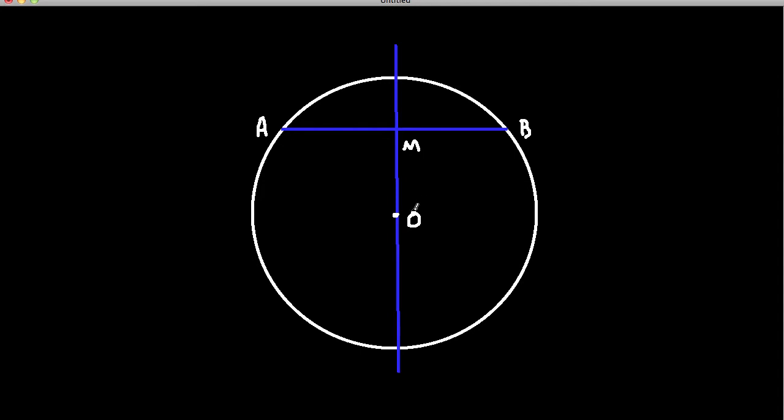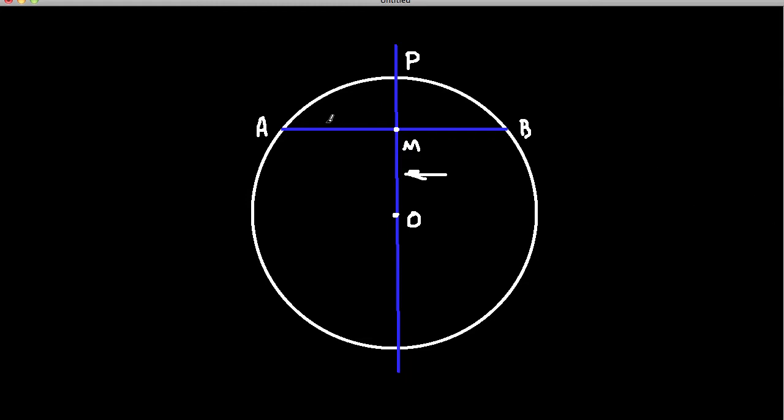I'm going to draw a line from the center of the circle to the midpoint of the chord. And then I want to investigate the properties of this line right in here, the OM line. Now, because I've drawn this, let me call this point here P. That'll be the point where this line intersects the circle.